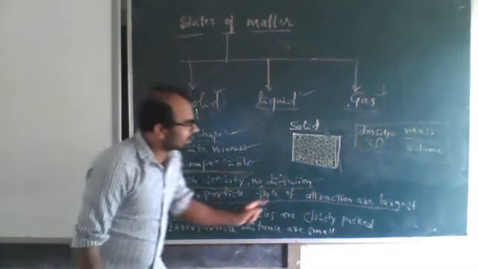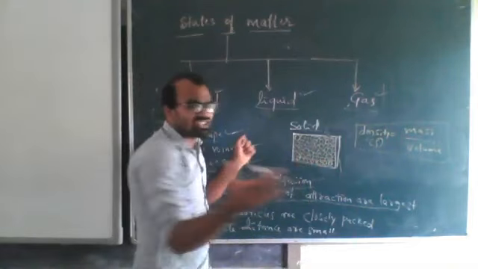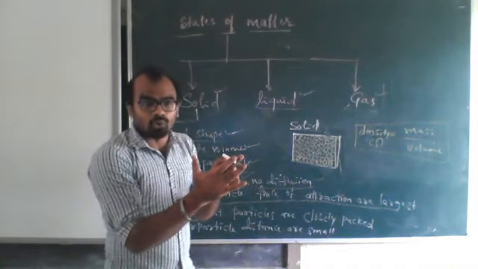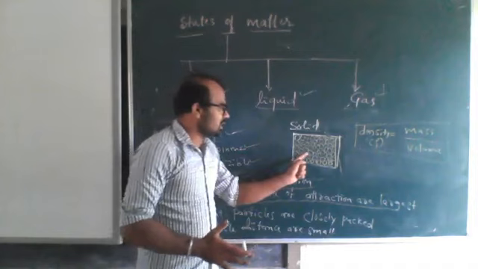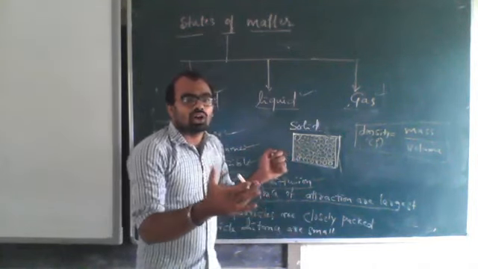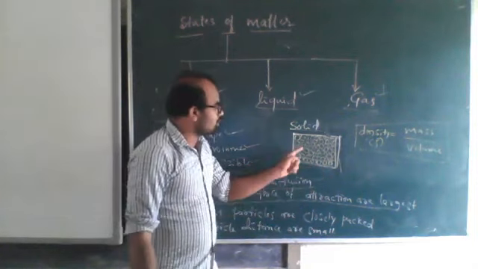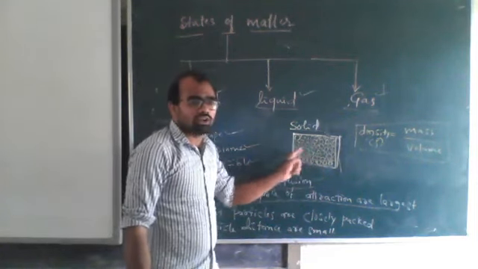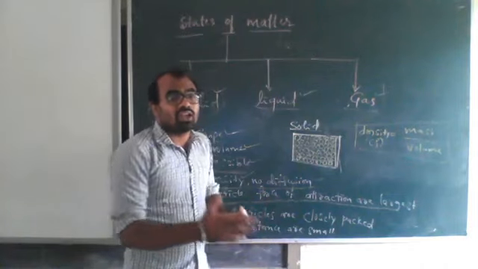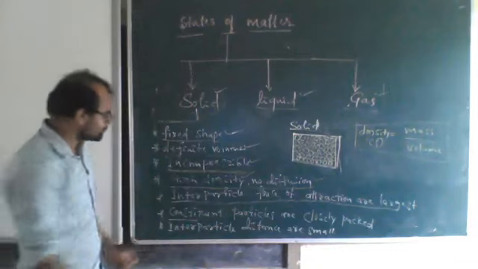So interparticle forces of attraction are largest. Here the force of attraction is highly more. The force of attraction between these particles is largest. There is too much force of attraction. All the particles attract each other with a high force. There is a large force of attraction.